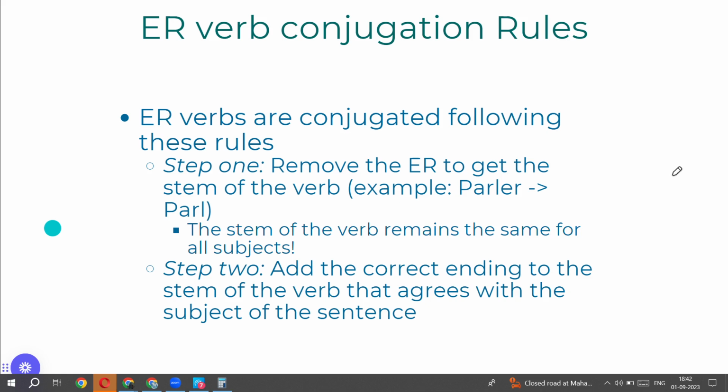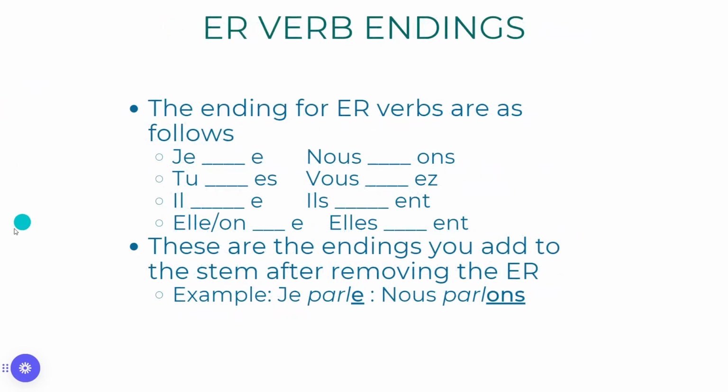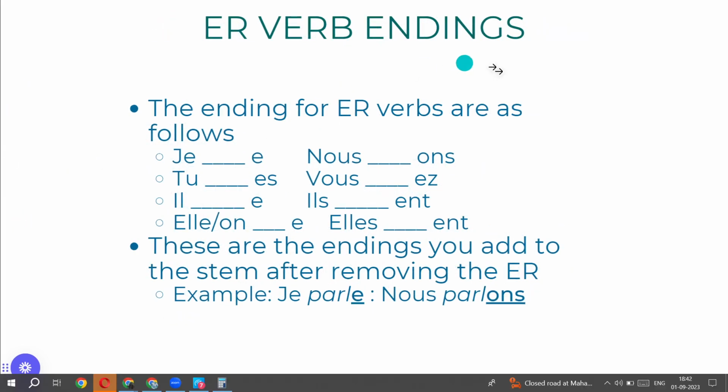Step 2, add the correct ending to the stem of the verb that agrees with the subject of the sentence. You'll have to add the suitable ending to the stem and conjugate a verb. Now, here are ER verb endings. Now let's take a verb, manger. What does manger mean? Manger means to eat. So, first we'll have to remove the ER from manger. So we'll be left with mang.